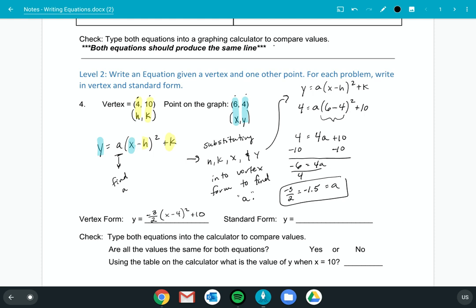Now, finding standard form here, what we have to do is exactly what we did in my last video. We're going to work out vertex form and change that into standard. I'm going to make myself some space over here. Changing to standard. So if I'm given negative 3 over 2, x minus 4 squared plus 10, I'm going to multiply this guy out, which you guys can do. It's going to be x squared minus 8x plus 16.